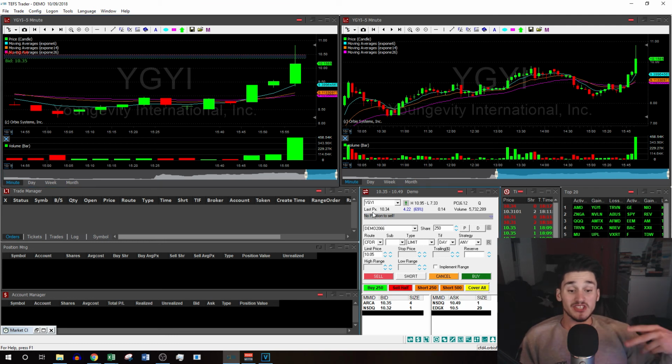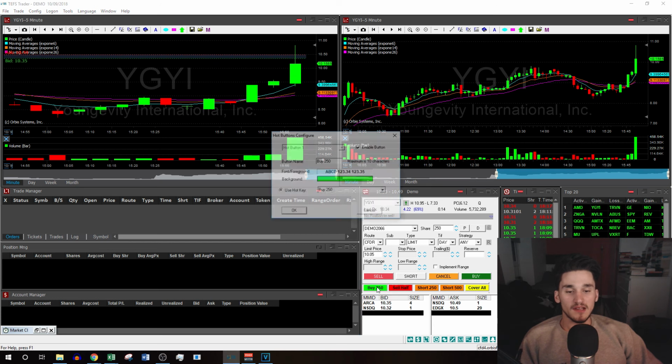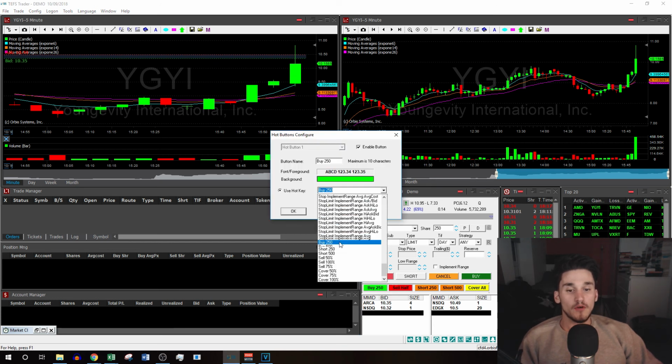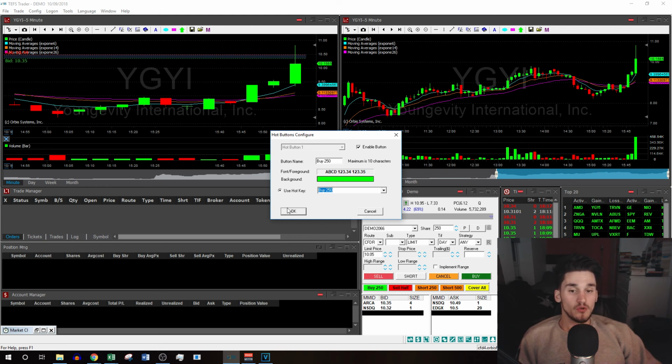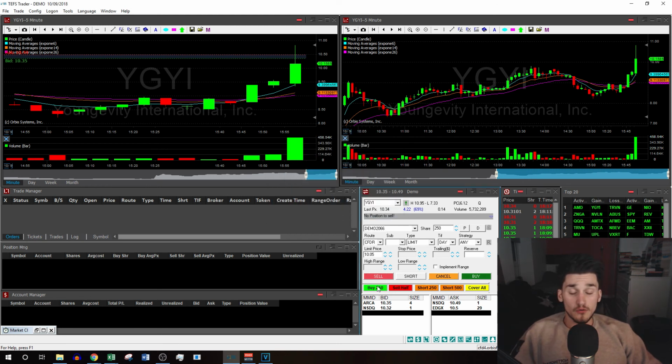And if we want to say short 500, we are basically selling on the bid 500 shares at a limit price. So if you wanted to change this hotkey configuration, you simply hover over the hotkey, you right click, and then you have the list of hotkeys that you have configured on here. So you can see the ones we made: buy 250, buy 500, short, sell, and cover. And then you can basically change whichever one you like. So I'm just going to keep buy 250 shares, sell half of my position.